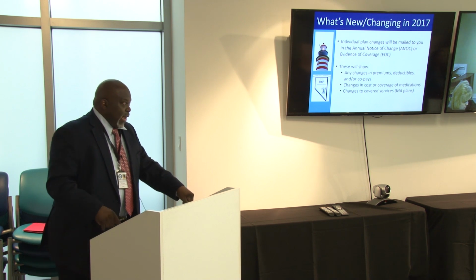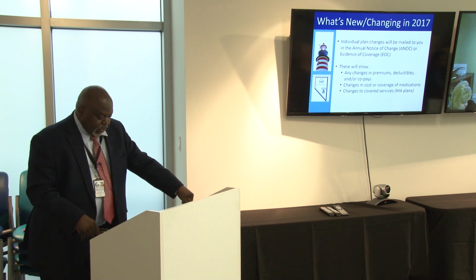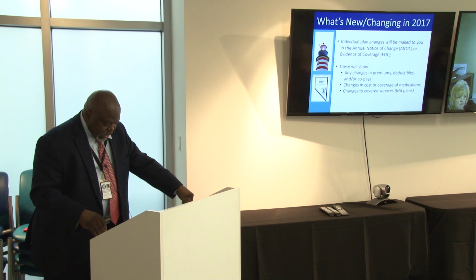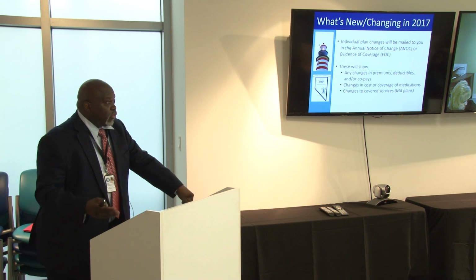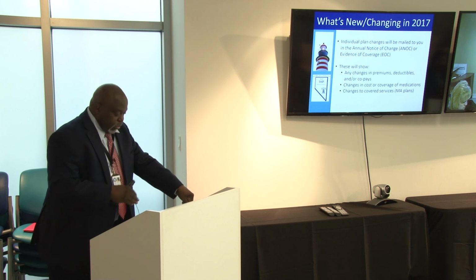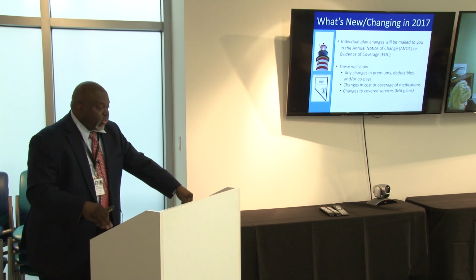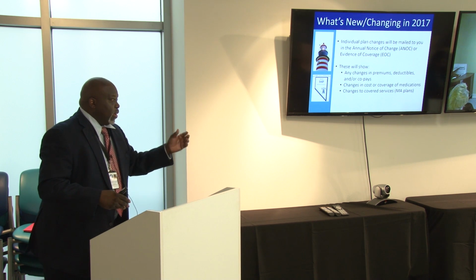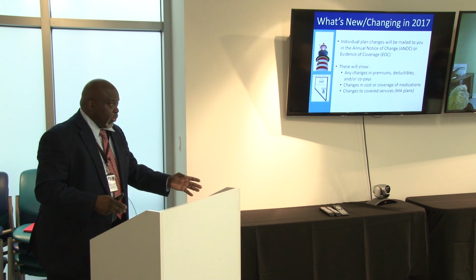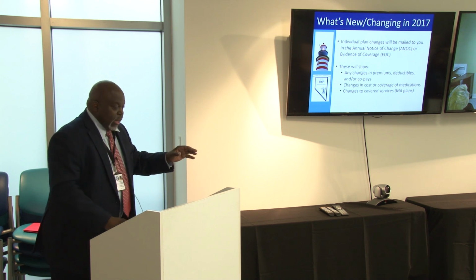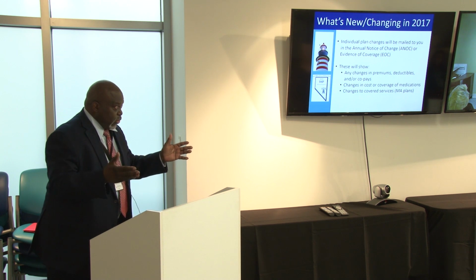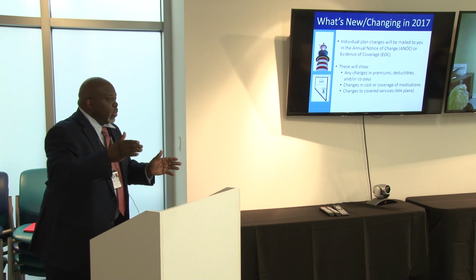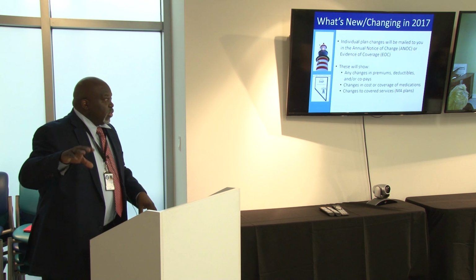When you get either your ANOC or your EOC, it will show any changes in premiums, deductibles, copays, any changes in the cost or coverage of medications, or changes of those medications, any changes in the covered services. So if you were receiving a certain type of service from your Medicare Advantage plan, say your HMOs or your PPOs, then when you get your notice of change, either your evidence of coverage change or the annual notice of change, it will show you what's going to be different for the year 2017 so that you will know it.